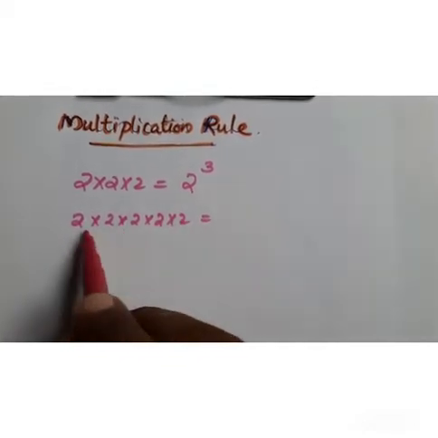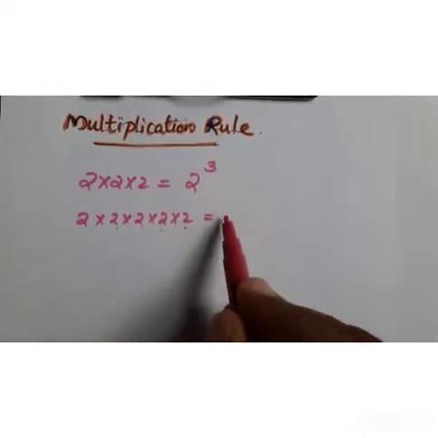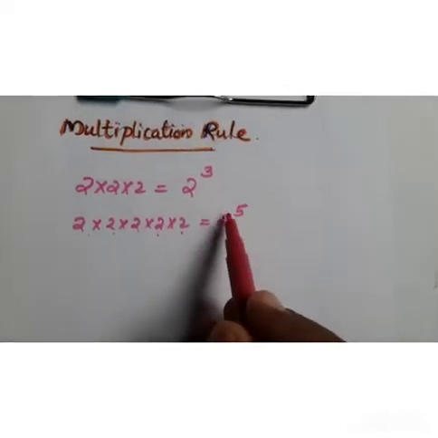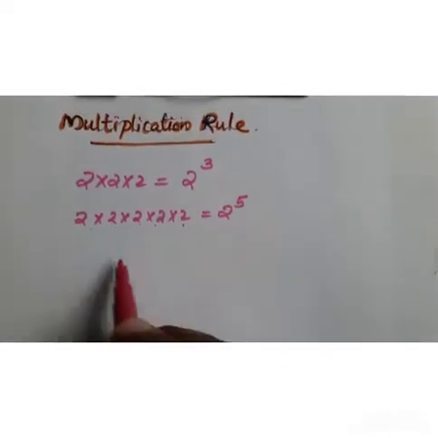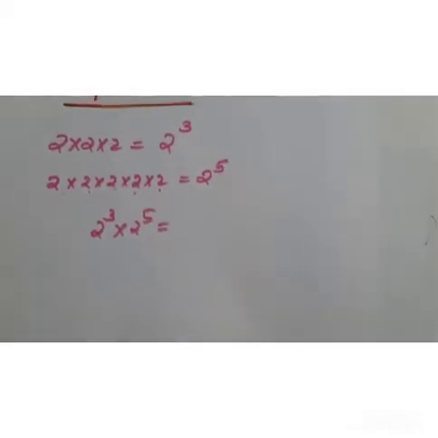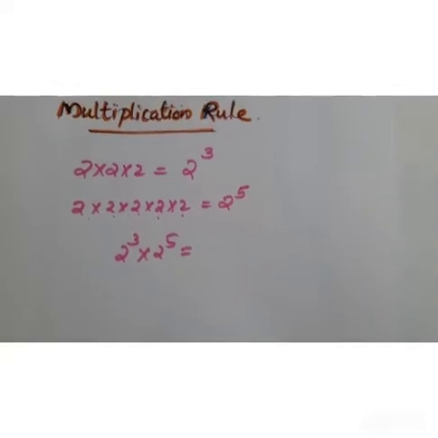How will you write 2 into 2 into 2 into 2 into 2? It should be 2 raised to 5, so 2 should be multiplied 5 times. Then 2 raised to 3 into 2 raised to 5, how can you multiply this?